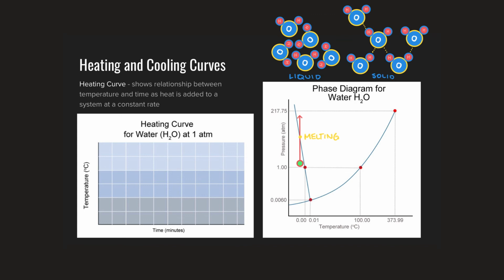Now that looks different from most phase diagrams because, again, most other substances are more dense in the solid phase, and as such, increases in pressure tend to push them into the more dense solid phase for most other substances.